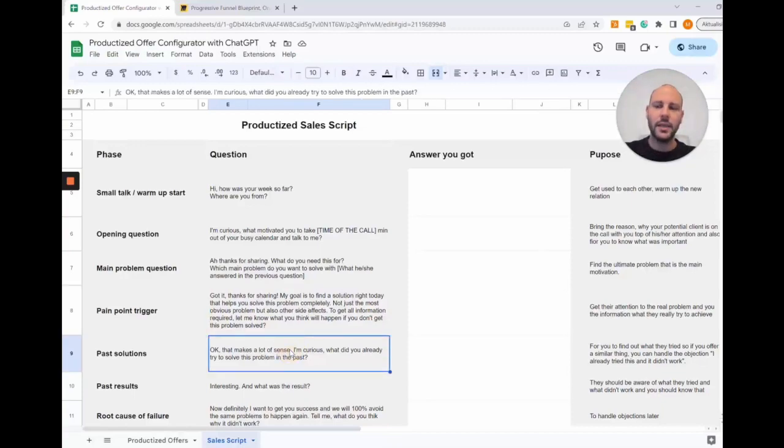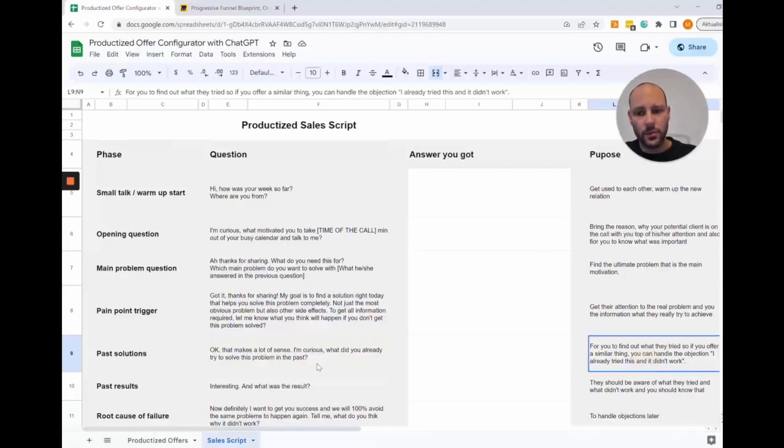Then the next thing is, now you want to understand what they already tried in the past to solve this problem. So you go, okay, thanks. That makes a lot of sense. And I will definitely help you avoid this problem. I'm curious, what did you already try to solve this problem in the past? Okay, and here is also an explanation of the purpose of this question.